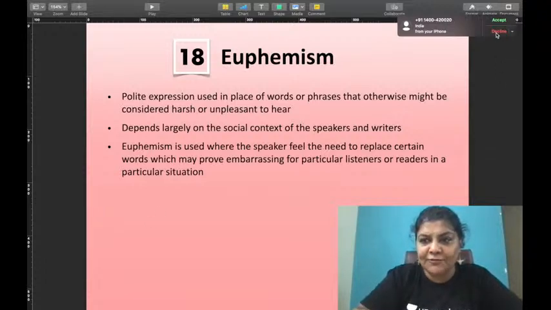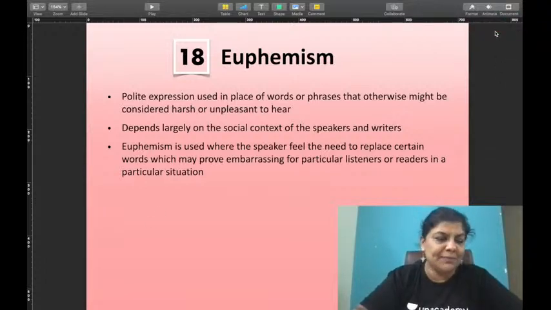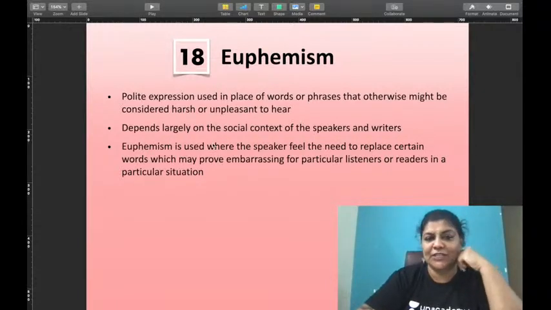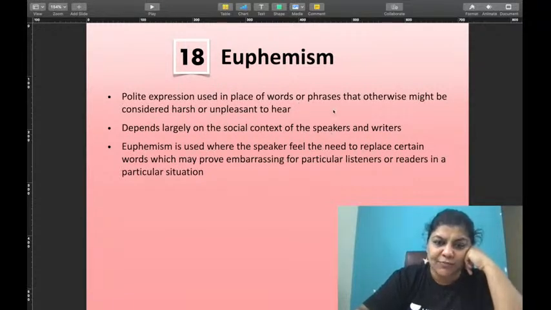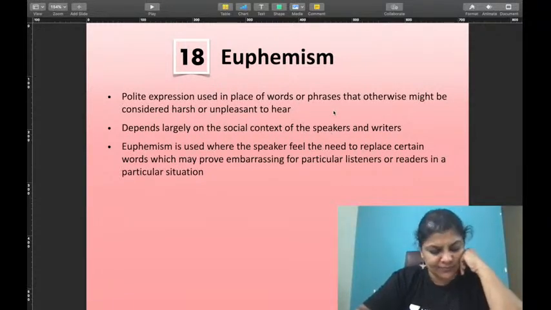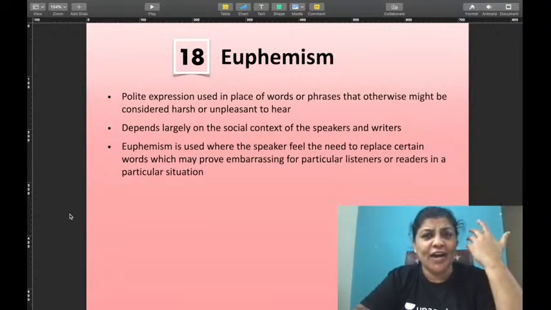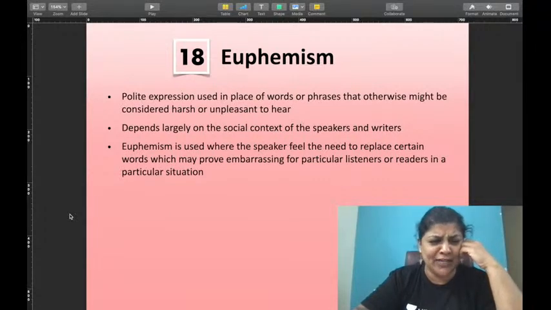Euphemism. Wonderful. Euphemism, I told you it is the opposite of dysphemism. Euphemism is a polite expression used in place of words or phrases instead of offensive ones. Instead of offensive words, you use less offensive words. Such as, instead of he died, you say he went.